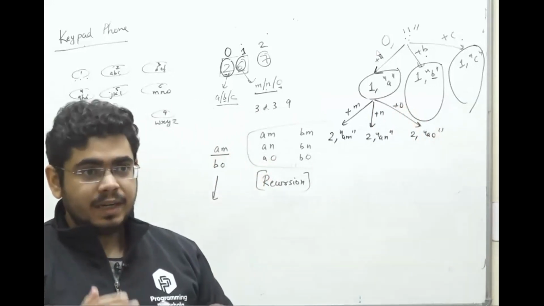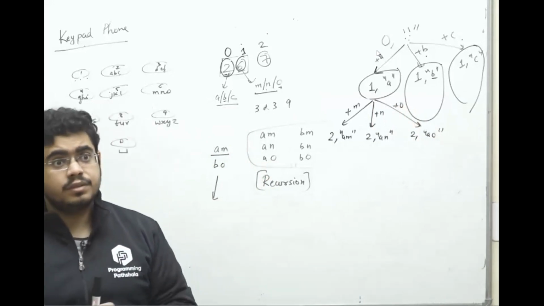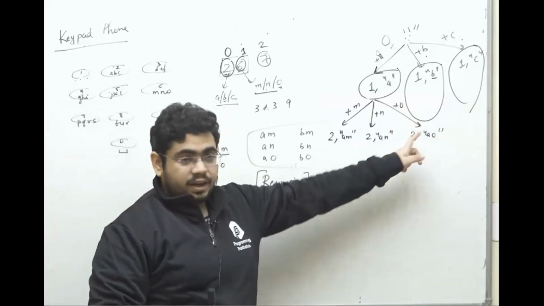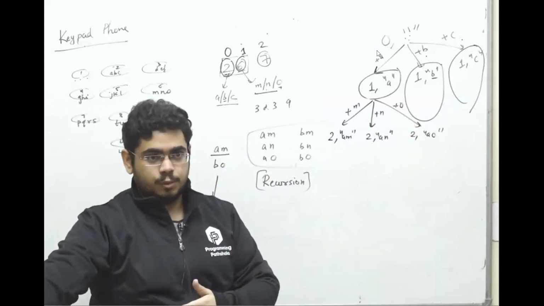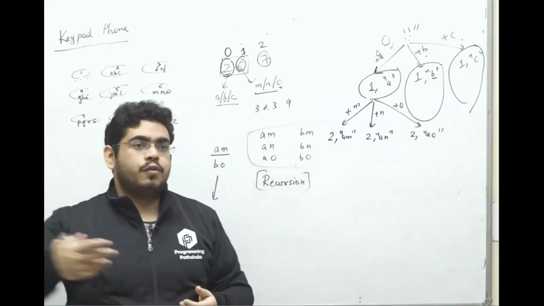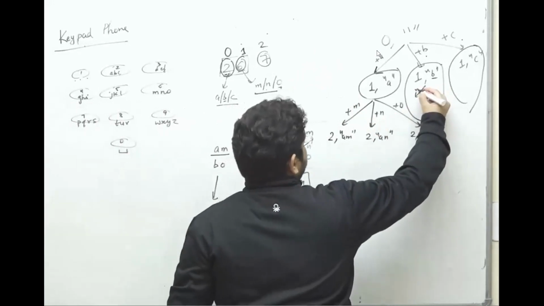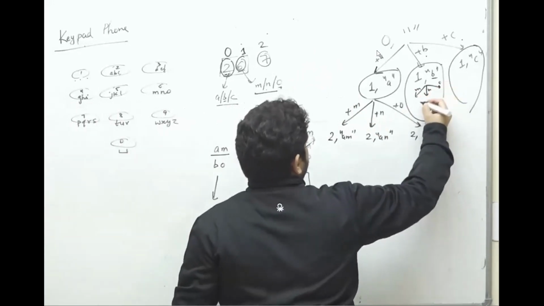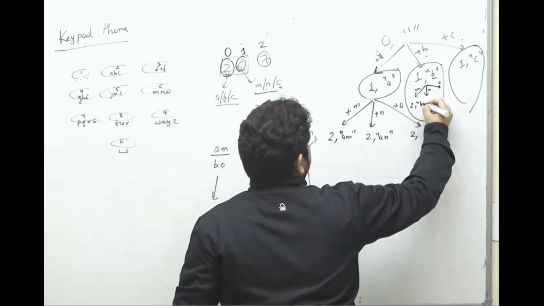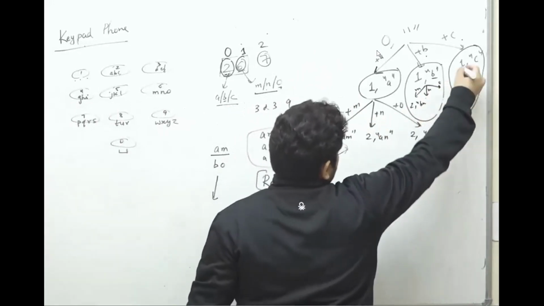So making a decision for the current index by trying all the options, recursing for each option, and then saying, okay, now explore for the next index. Similarly, from here, you will add M, you will add N, you will add O, and you will go to 2BM, 2BN, 2BO. Similarly, you can complete this.